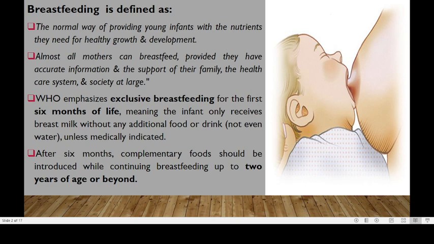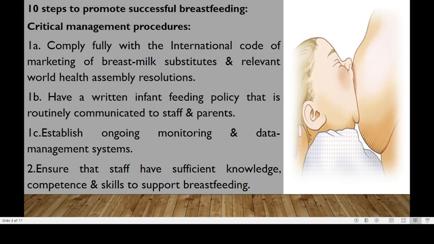The World Health Organization emphasizes exclusive breastfeeding for the first 6 months of life, meaning that the infant only receives breast milk without any additional food or drink, not even water, unless it is medically approved or indicated. After 6 months, complementary foods should be introduced while continuing breastfeeding for up to 2 years of age or beyond.